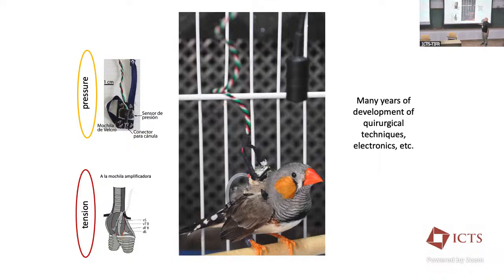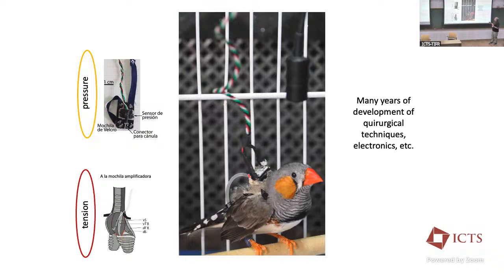You insert a cannula in the posterior air sacs and you send it to a Fujikura pressure transducer, typically what we are all using, that goes to the backpack. And then to measure the tension, you have to insert this super tiny electrode in here, send it under the skin to a preamplifier in this big backpack, and that's going to record it afterwards.